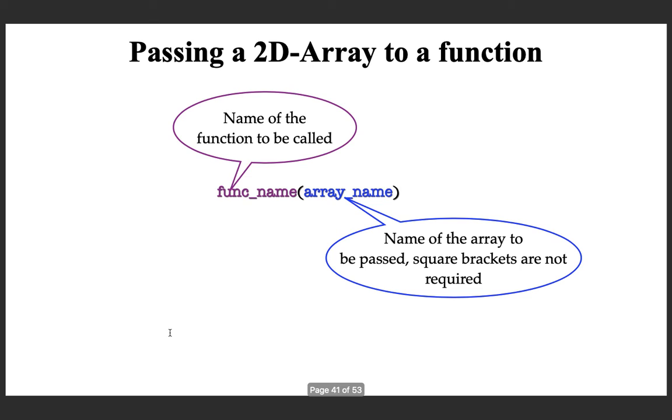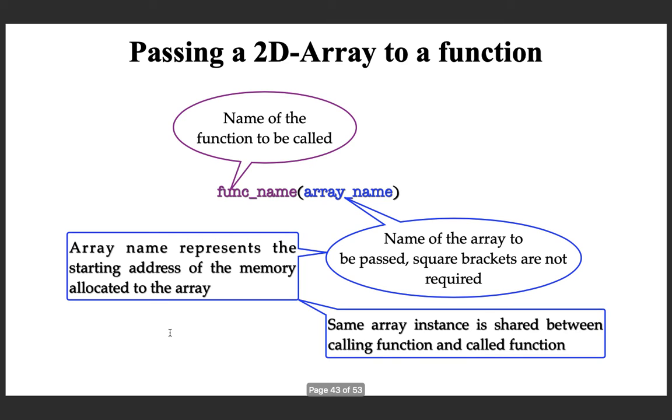Now we are going to see how you can pass a two-dimensional array to a function, and here we are directly going to see the syntax of function calling. This is the function name followed by the array name. It's exactly the same, no difference regardless of what the array is. Maybe it's one dimensional, two dimensional, or three dimensional, the syntax is the same. This is what we know. The array name represents the starting address of the array, and the same array instance is shared between the called and calling functions.